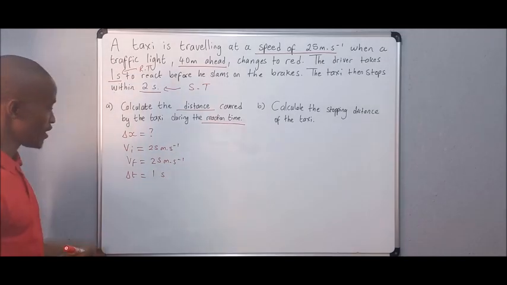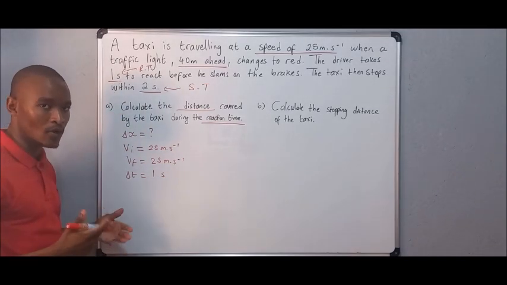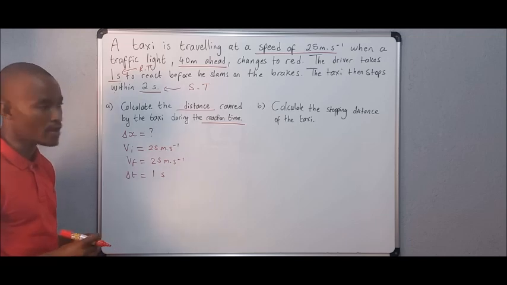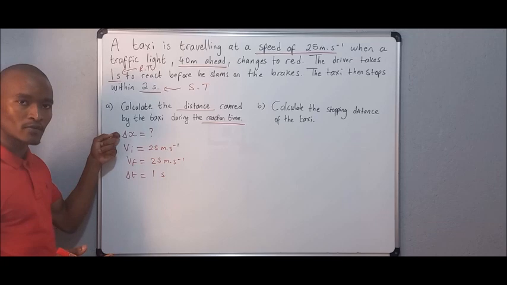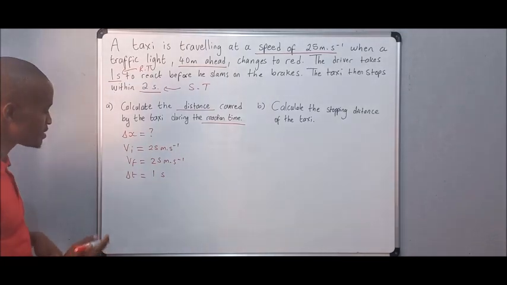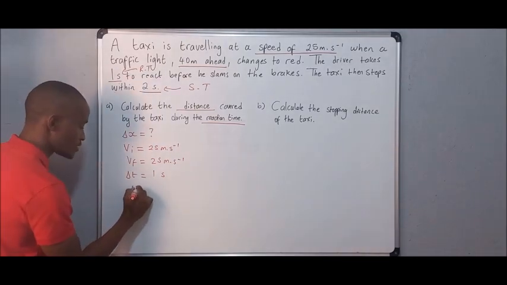So we go to our formula sheet, or our list of equations that we have, and use the best one that will help us find the value for this quantity here, the distance traveled by the taxi.